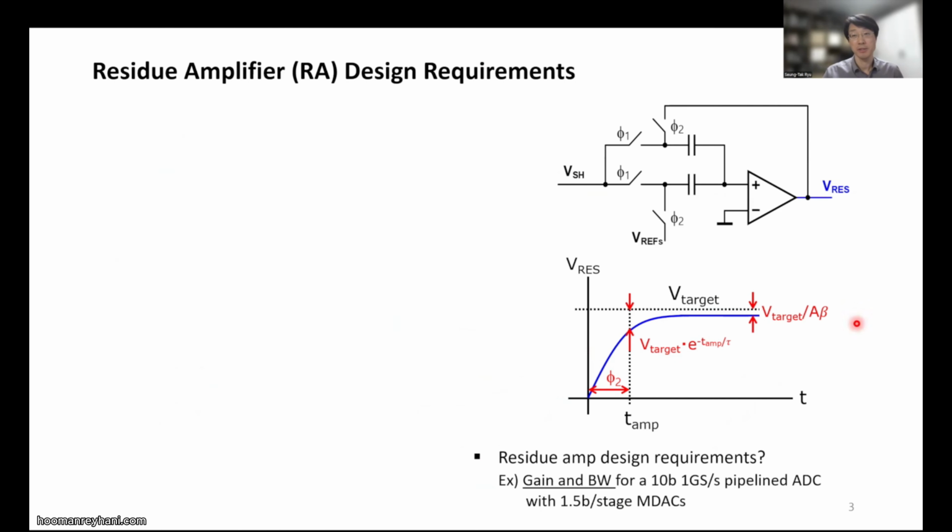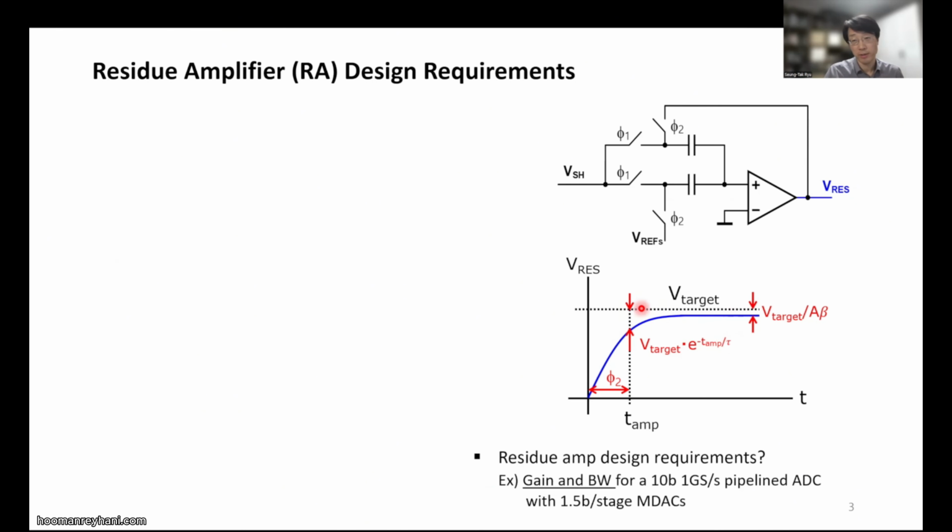If we look at the residue amplifier circuit, and assume the amplifier is well compensated so that it works as a single pole system, when the amplification phase begins, the residue amplifier will settle exponentially. If we have sufficient time for amplification, then the settling error will be limited by the loop gain. If we have insufficient settling time, then the settling error will be mostly limited by the amplifier's time constant, which is the inverse of the loop bandwidth.